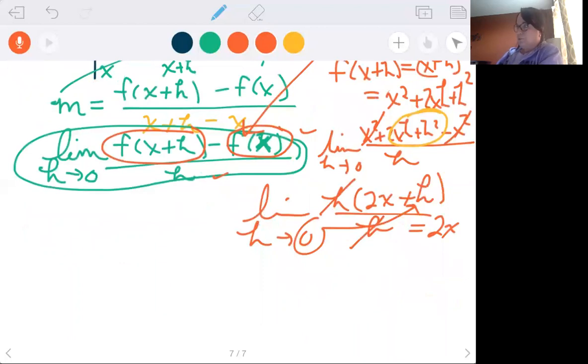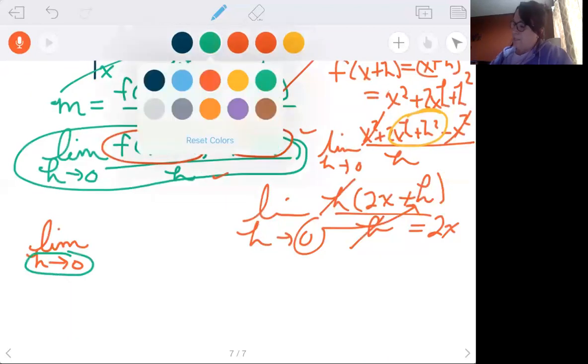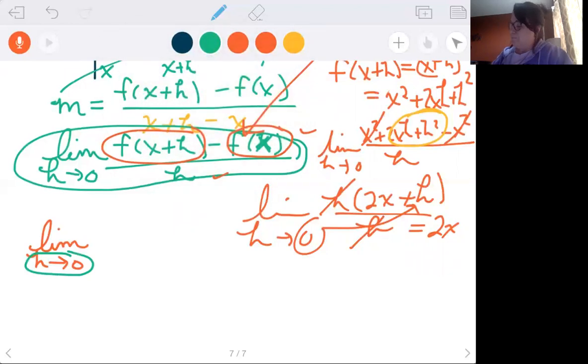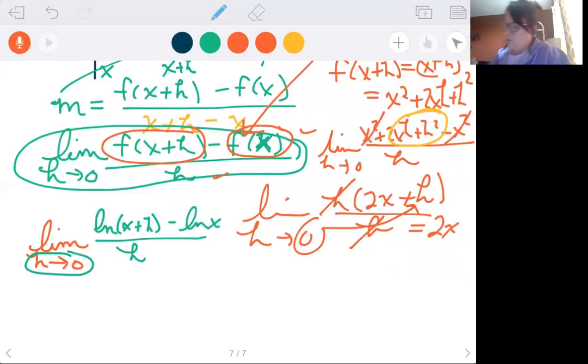But what College Board will do is give you the formal notation, and that's usually pretty clear when you see this h approaching 0 here. It's usually pretty clear that that's what we've got going on. So you'll see some functions. So let's do, say, the limit of natural log of x plus h minus natural log of x over h.